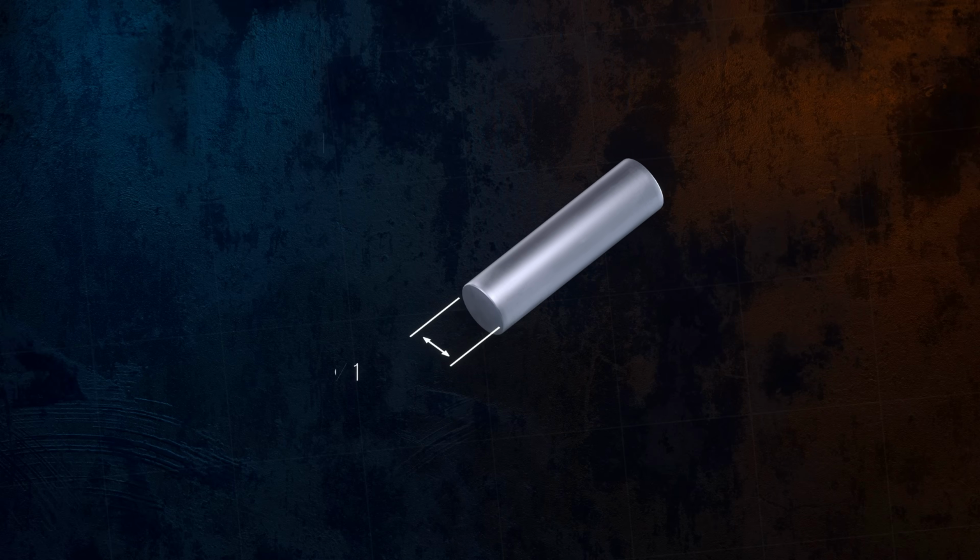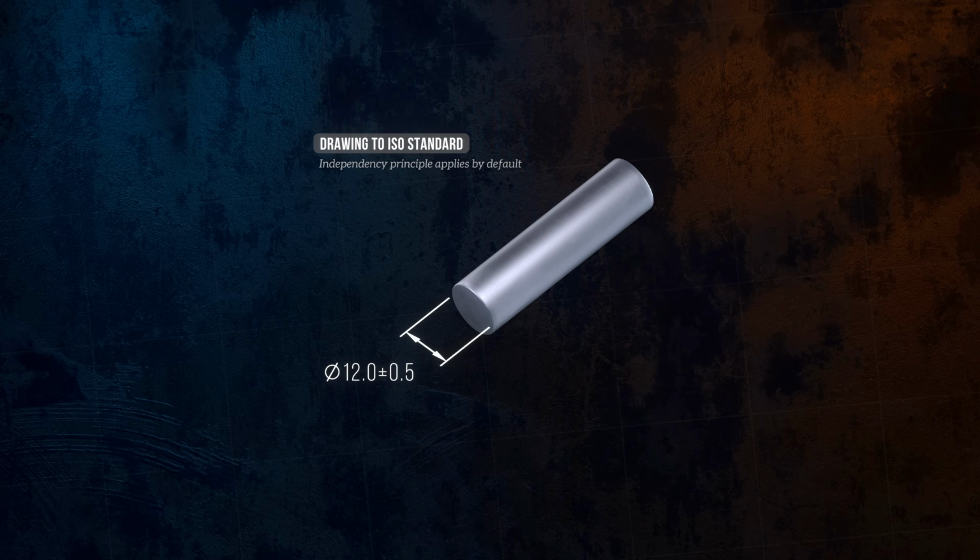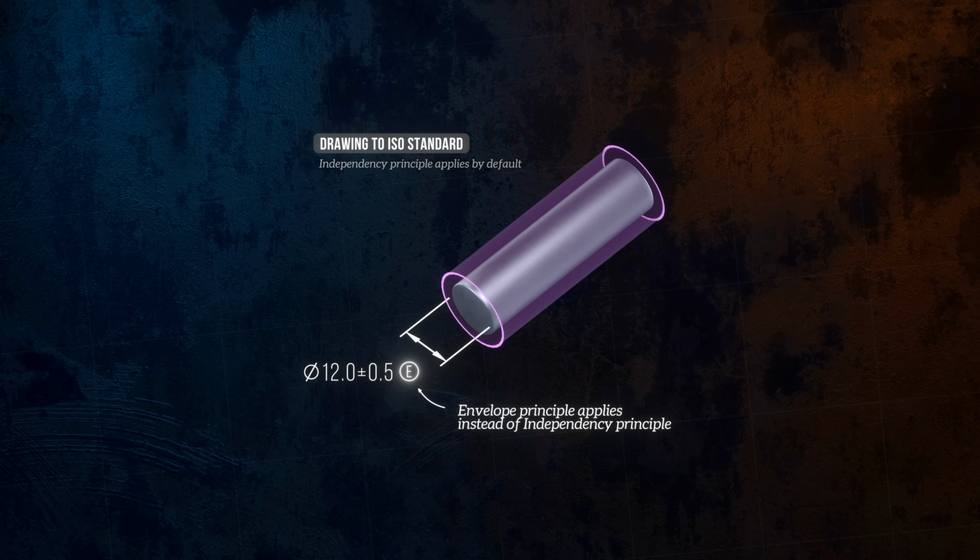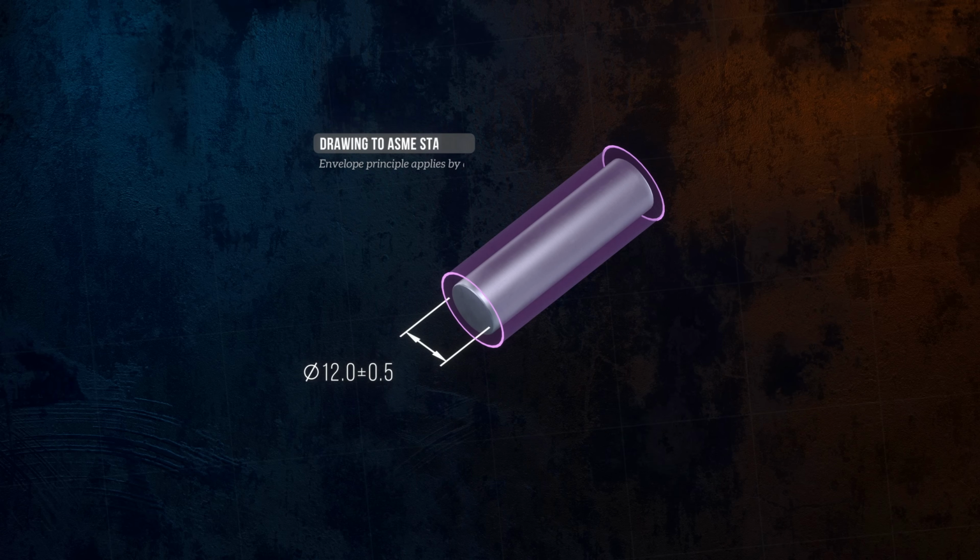Modifiers can be used to change the default behavior. If the E modifier is used on a drawing to the ISO standard, it means that the envelope principle applies. And if the I modifier is used on a drawing to the ASME standard, it means that the Independency Principle applies.